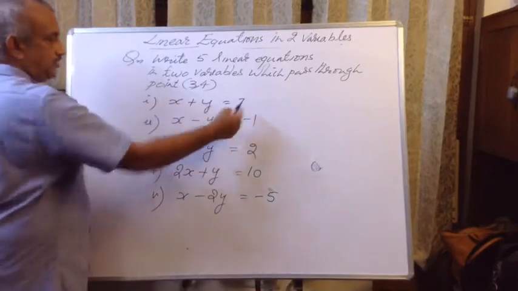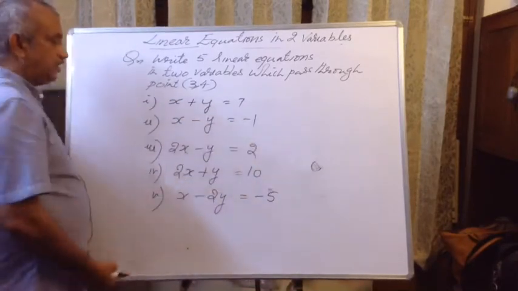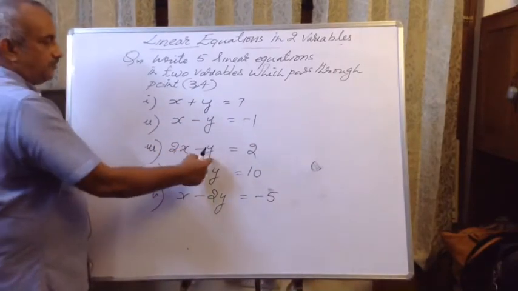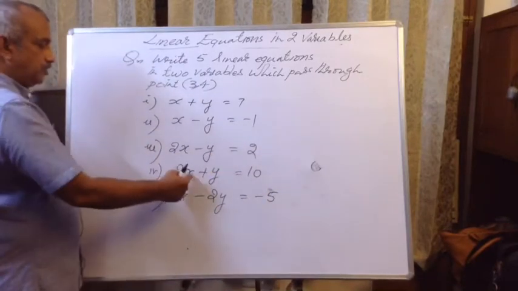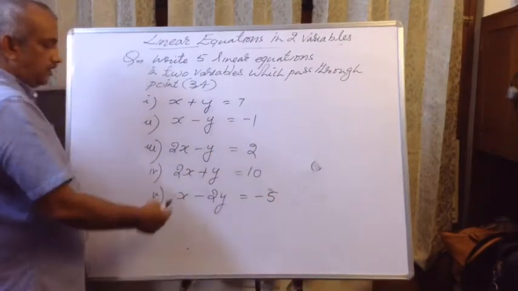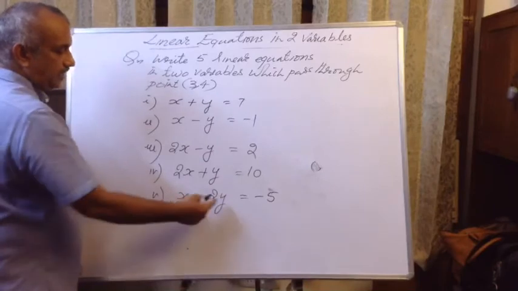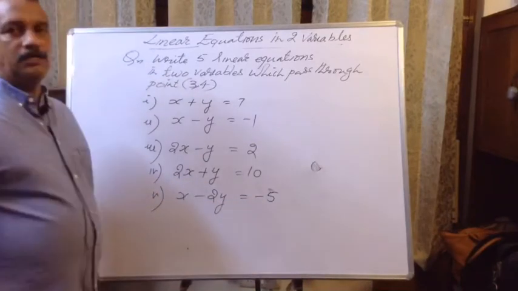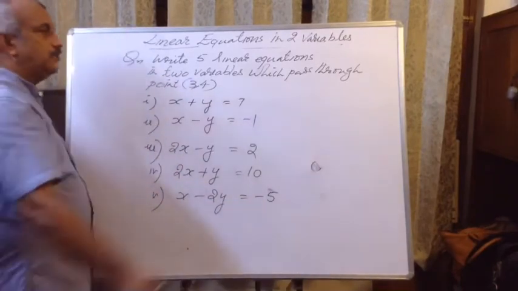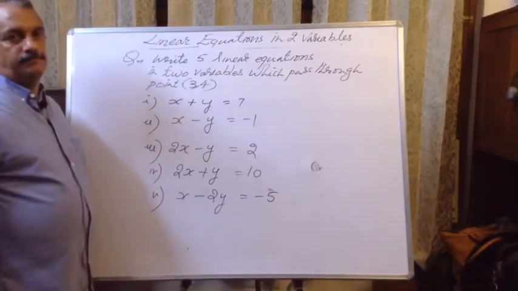3 plus 4 is 7, 3 minus 4 is minus 1, 3 2s are 6 minus 4 is 2, then 3 2s are 6 plus 4 is 10. Now 3 minus 2 into 4, 3 minus 8 minus 5. All are correct. So like this, any number of equations we can write.